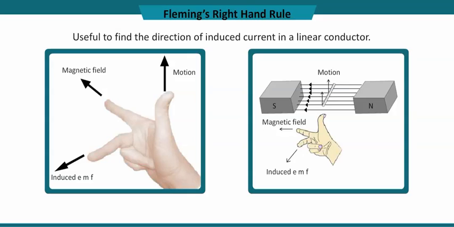Consider a straight conductor placed in uniform magnetic field. The magnetic field direction is toward left side. If the conductor is moved up, then the induced current flows towards you.